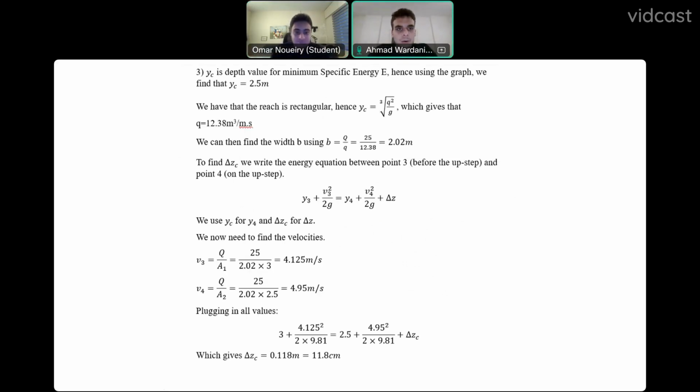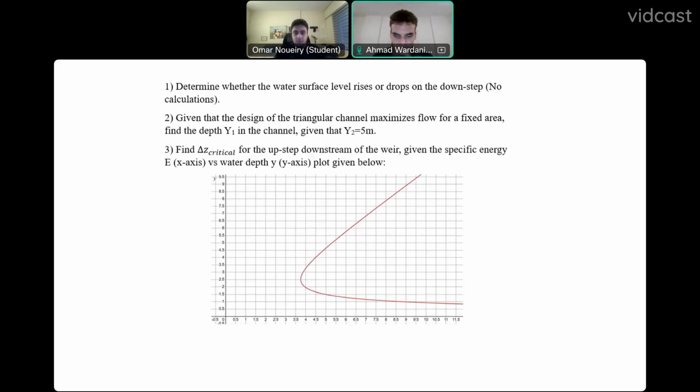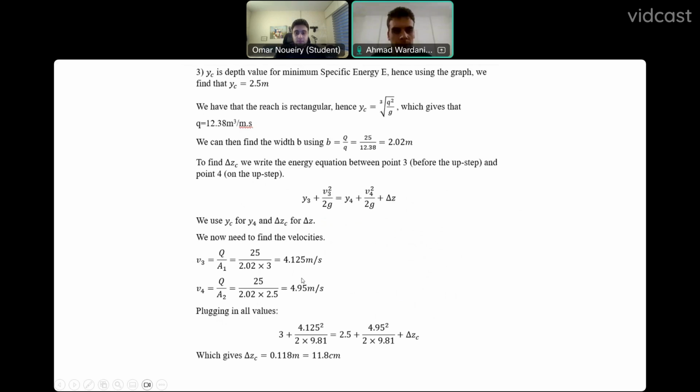Okay. So now we're going to be moving on to the third question, which is finding delta Z critical of the upstep that is downstream of the weir. So we are given this plot, and we can find yc from it. As we can see, yc is going to be at the minimum E, and the depth at that point is yc. From the graph, it's going to be around 2.5, hence yc is 2.5.